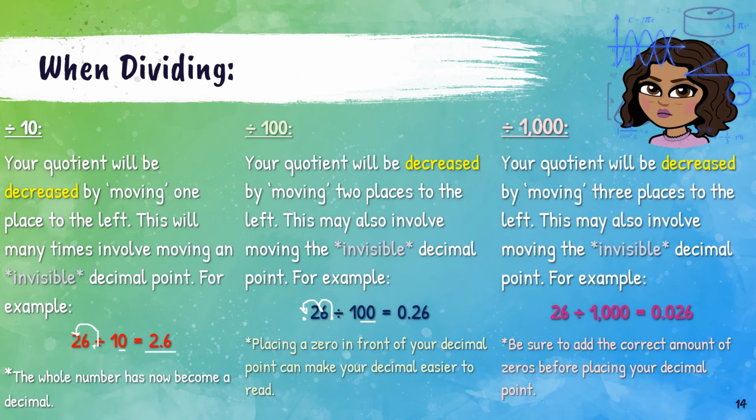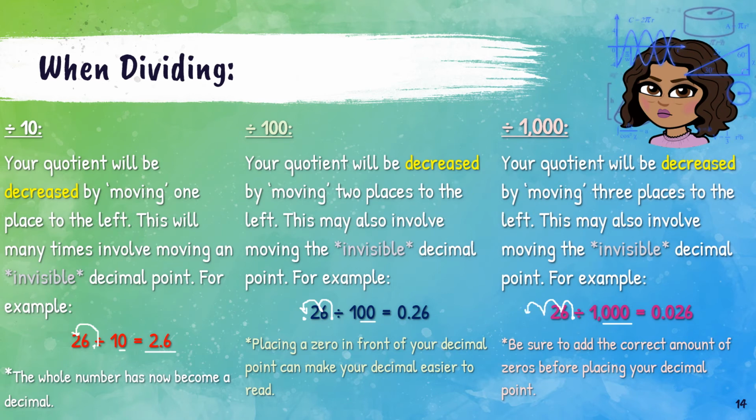Placing a zero in front of your decimal point can make your decimal easier to read. When dividing by 1,000, your quotient will be decreased by moving three places to the left. This may also involve moving that invisible decimal point. For example, 26 divided by 1,000 becomes 0.026 because this time we need to move our invisible point three places to the left because we have three zeros in 1,000. So here we go. There goes 1, 2, and 3.